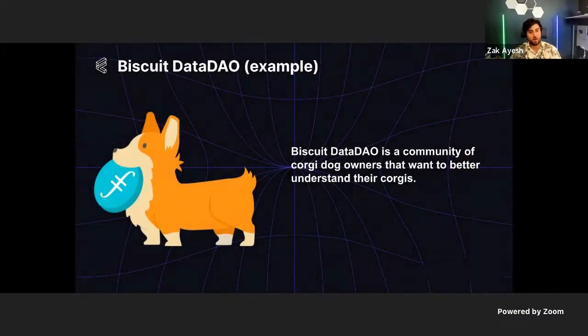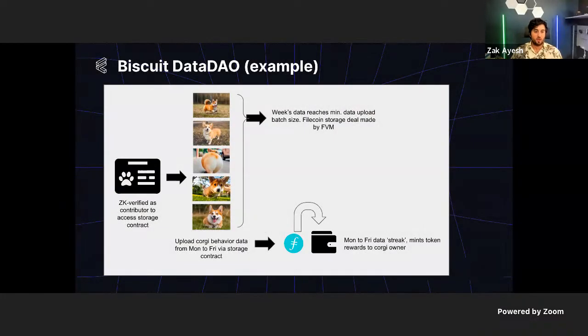So as an example, my colleague Sarah came up with this idea of Biscuit DAO, right? The Biscuit Data DAO. It's a community of corgi owners that want to better understand their corgis. And so maybe you can think of Biscuit DAO as having ZK verified contributors to access the storage contracts, right? So we could have some kind of DID, decentralized identity, to verify who's doing what in the DAO.